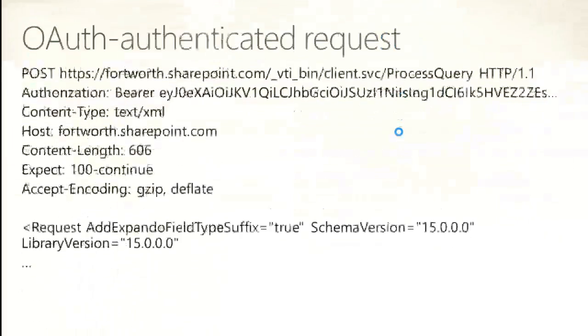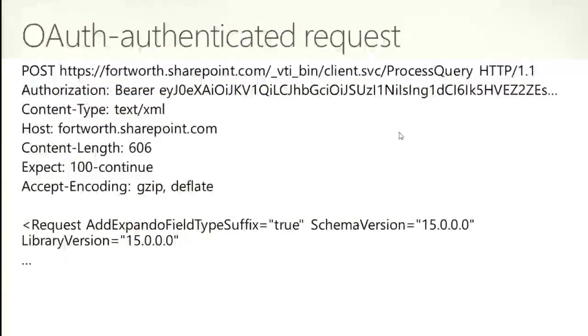So this is an OAuth authenticated request. The body of it is some of our client object model. It's going through a managed client object model. But the top is the headers of this request. If you opened up Fiddler and you looked at one of your OAuth requests and you checked it out, this is exactly what you'd see. It's going to be a POST to a _vti_bin/client.svc endpoint, which is the same thing as _API. They go to the same place in the end.